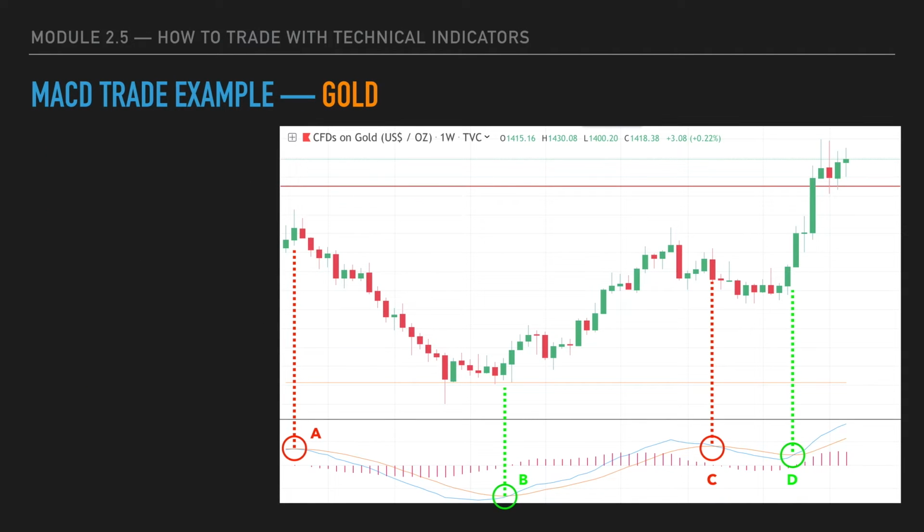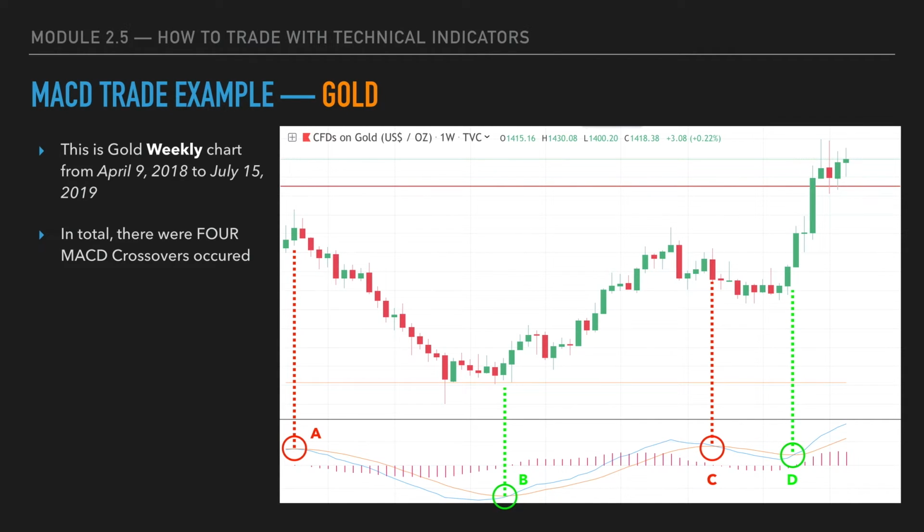Here's one example. This is a gold chart on the weekly timeframe from April 9, 2018 to July 15, 2019. In total, there were 4 MACD crossovers during this period. At point A, it was a bearish crossover. At point B, a bullish crossover. At point C, a bearish crossover again. And at point D, a bullish crossover again. So now let's take a look at how we can trade.